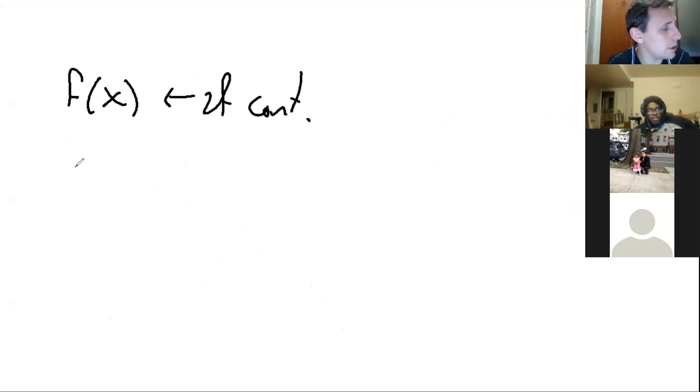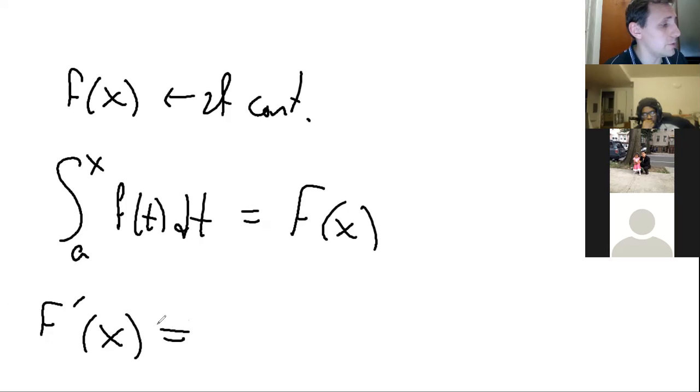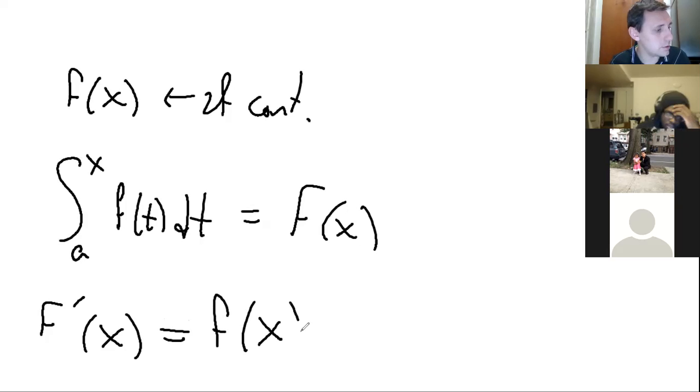If it's continuous, then I can simply write, and I can show you why continuity matters again, right? Then you can simply write some point A all the way to x of f of t dt and define that to be your capital F of x. Why do you define it to be this way? Because by the fundamental theorem of calculus, the derivative of this function ends up being the same as taking the variable and plugging it into the integrand. That's the result.